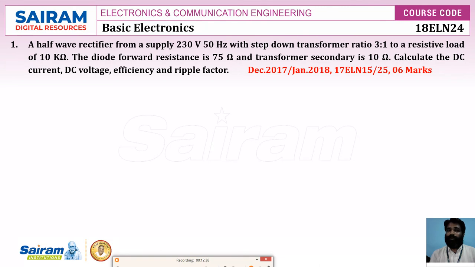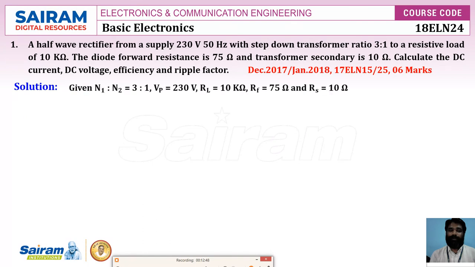The diode forward resistance is 75 ohm and the transformer secondary is 10 ohm. Calculate DC current, DC voltage, efficiency and ripple factor. So given is the transformer ratio, I mean the step down ratio. N1 is the number of windings in the primary and N2 is the number of windings in the secondary.